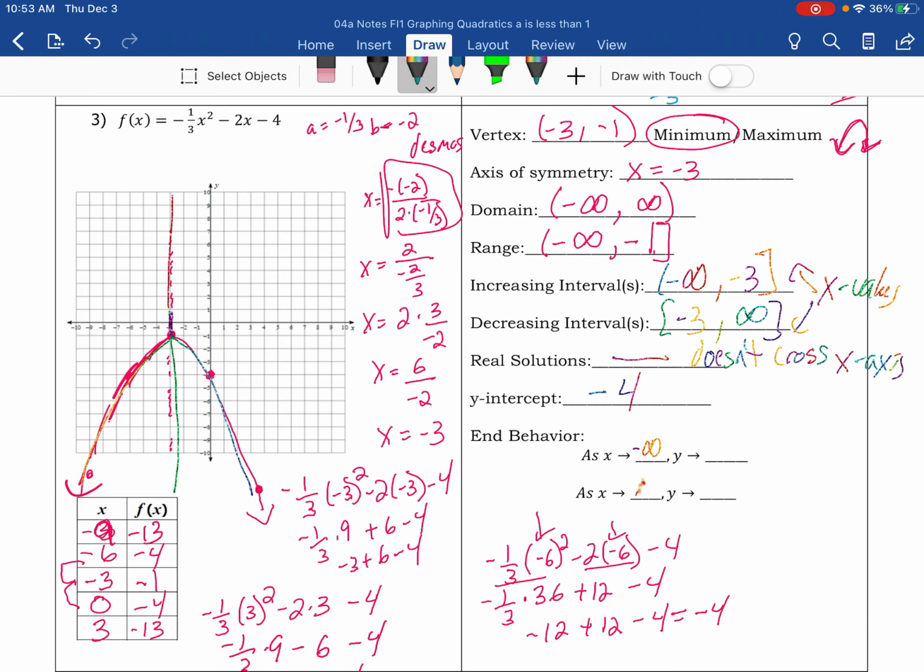My end behavior, it's always going to be -infinity and +infinity for your x's. As x goes to -infinity, so on my left-hand side, is my graph going up or down? As my graph is going to the left, it is going down. So this is going to be -infinity. As my graph is going to the right, my graph is also going down. Okay, and that's about it. This is just review.